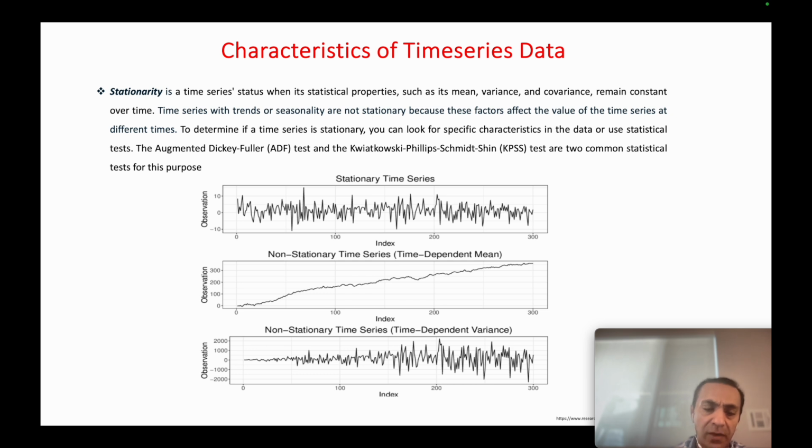And these tests are used especially when we are building a machine learning algorithm on time series data. And before that, we need to identify whether the time series data has stationarity or not. So there we use a lot. So the chart on this slide shows the first is a stationary time series, and the second is non-stationary time series with time-dependent mean, and the third one is non-stationary time series with time-dependent variance.